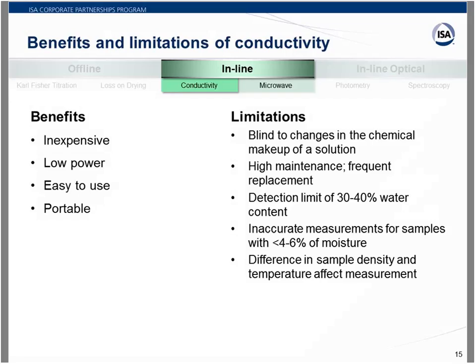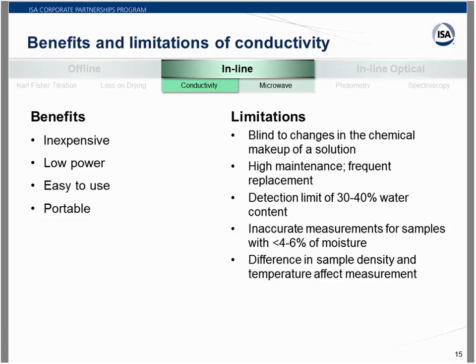The benefits of conductivity: it's inexpensive. It's typically a small probe that's inserted into a line. Low power requirement. The conductivity analyzer is not a major consumer of power. It's easy to use, whether it's in the lab. It's essentially a probe that goes into a vessel that is stirred, and it can be portable. The measurement can be taken to the field, instead of inside the laboratory.